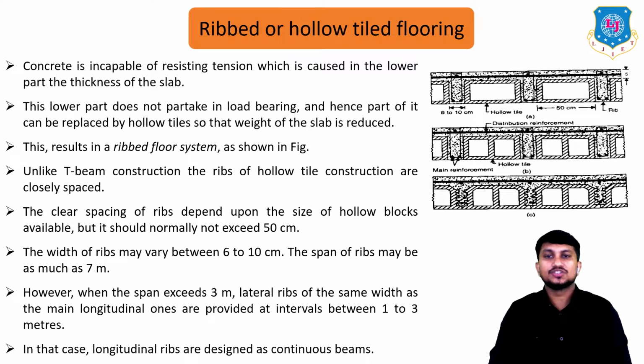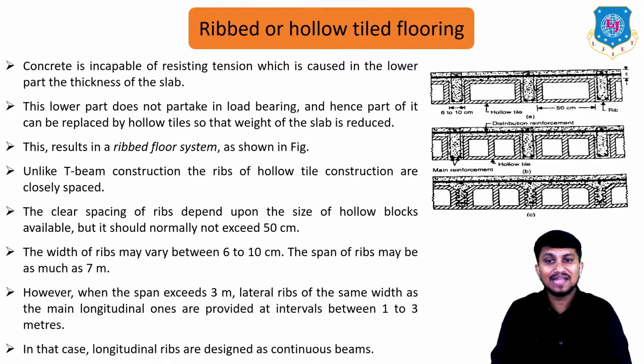Unlike T-beam construction, the ribs of hollow tile construction are closely spaced. The clear spacing of ribs depends mainly upon the size of hollow blocks available, but it should normally not exceed 50 centimeter. You can clearly see the hollow tiles in between the slab. The width of ribs may vary between 6 to 10 centimeter. The span of ribs may be as much as 7 meters.